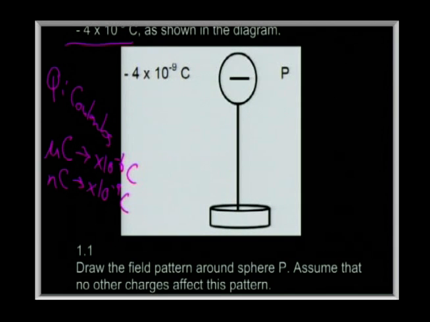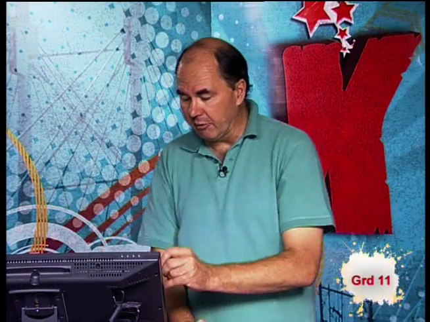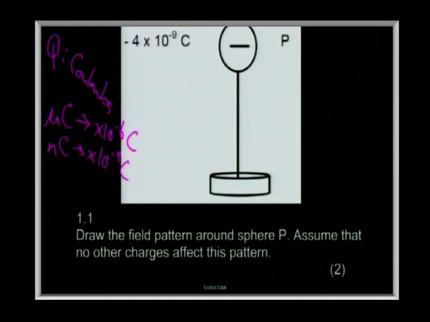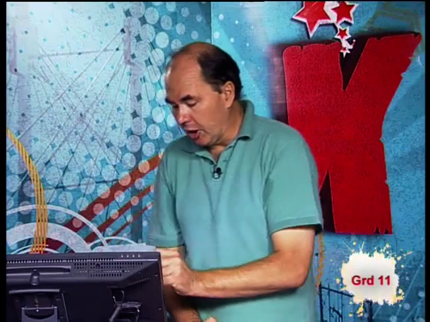Milli is times 10 to the minus 3, not commonly used, but make sure that when you're dealing with electrostatics that you know how to do the conversions. That's just an aside. So let's go and have a look at the question here. It says, what we're required to do is to draw the field pattern around the sphere. Assume that no other charges affect this pattern. So we've got one charge, and we're going to draw the field pattern.